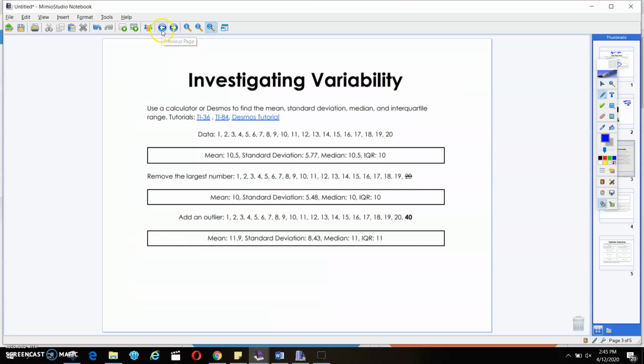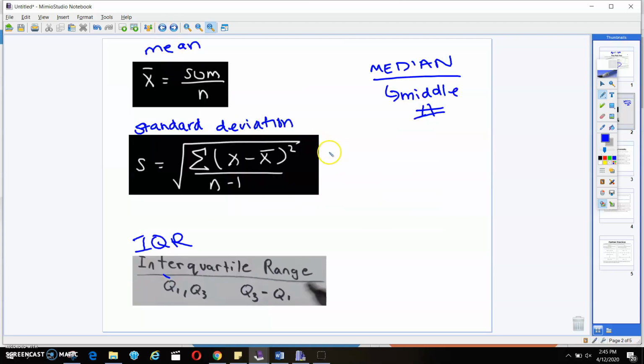So investigating variability. And I want to kind of just cover some vocab that you need. So the first thing that I want to talk about is the mean. So for the mean, you're going to add up all of your numbers and divide by how many numbers you have. So for instance, here's just an example. If I have the numbers 1, 2, 3, 4, what I'm going to do is I'm going to add up these numbers and then divide by how many numbers I have. So 1 plus 2 plus 3 plus 4. So 1 plus 2 is 3, 3 plus 3 is 6, 6 plus 4 is 10.